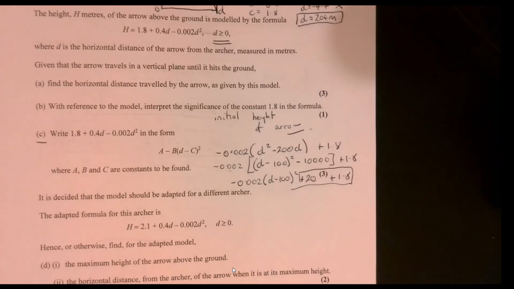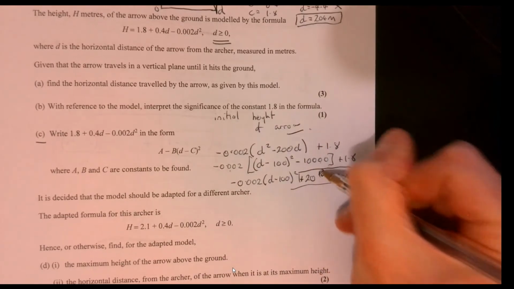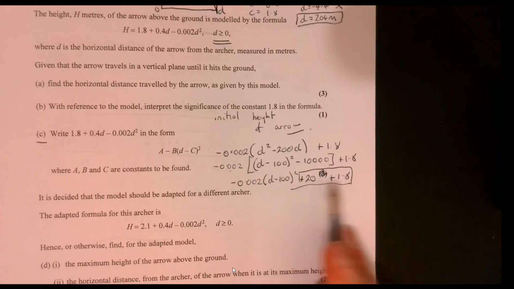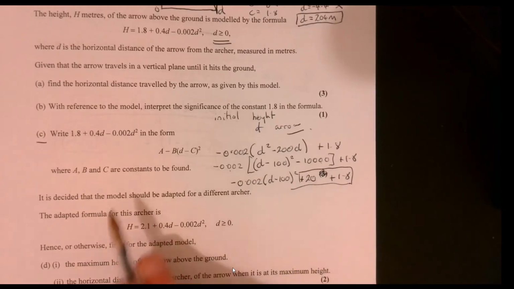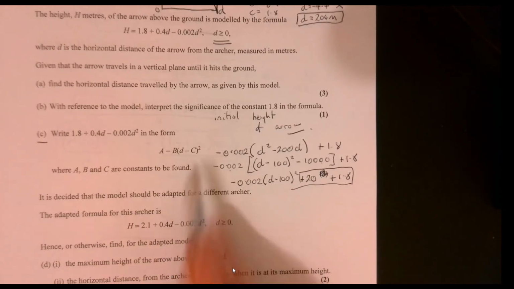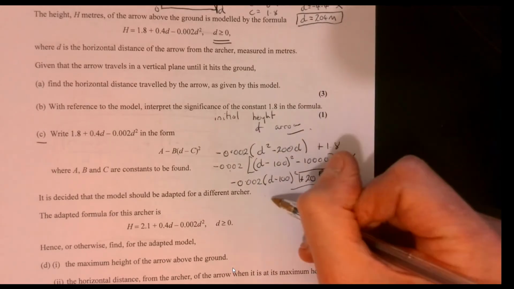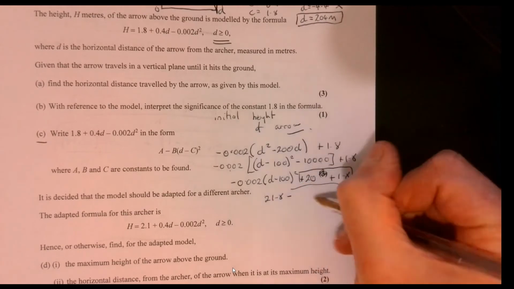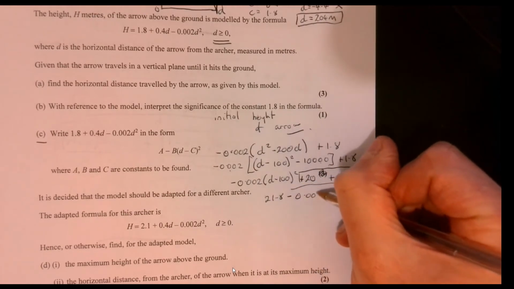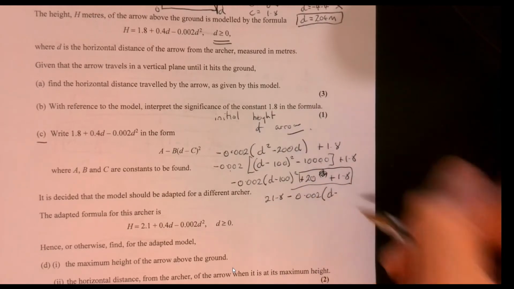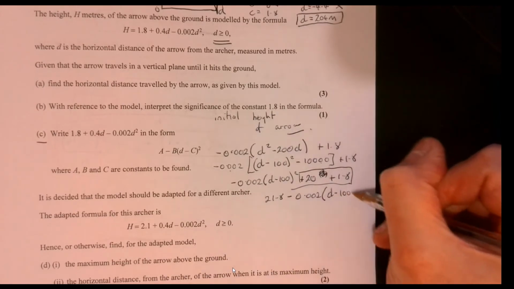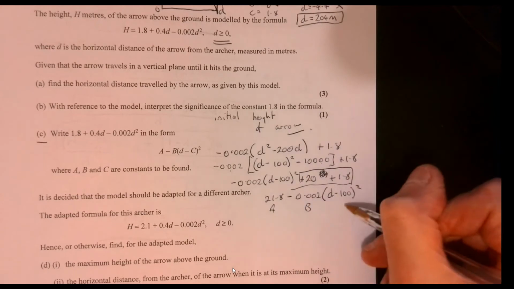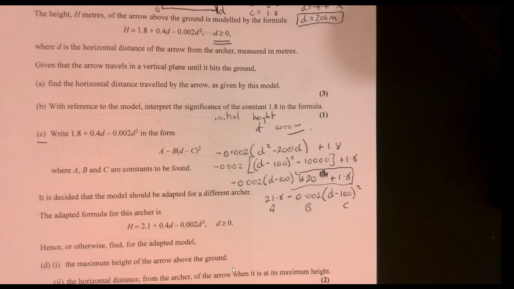Now let's get it into the same form, which is what they actually want. Add these two together, so that's going to be 21.8, so that's the A. Then we've got take away 0.002 times d minus 100 squared. There you go, look. So you've got the A, you've got the B, and you've got the C.